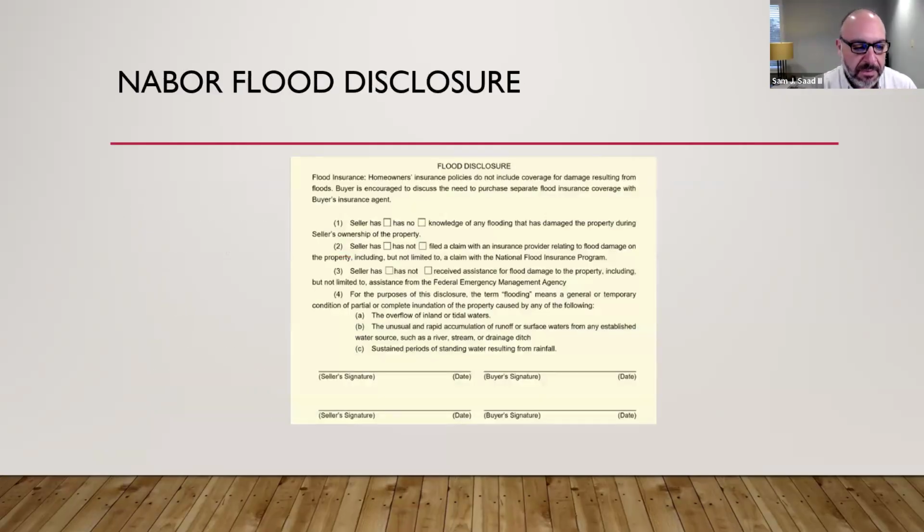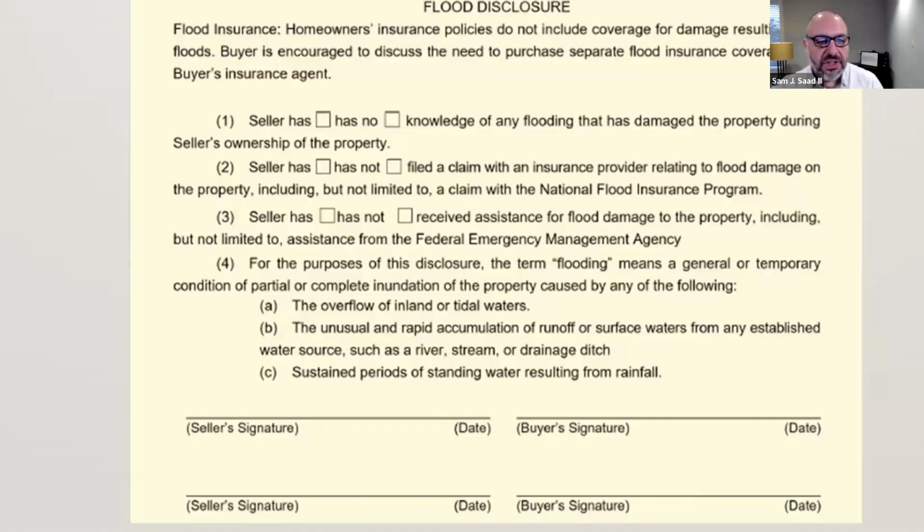Here's what it looks like. Let me zoom in on it so you can see it better. And you can see the seller has knowledge or no knowledge of any flooding that has damaged the property, the seller has or has not filed a claim with an insurance provider related to flood damage, including NFIP, that's FEMA flood damage, or the seller has received or has not received assistance for flood damage from FEMA.